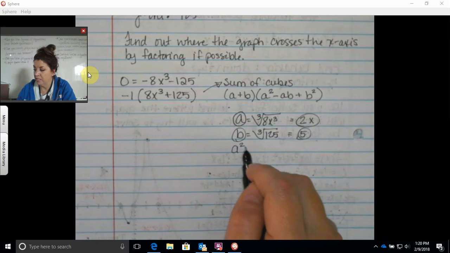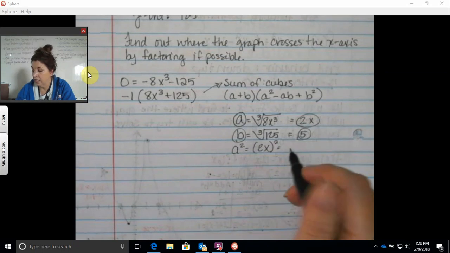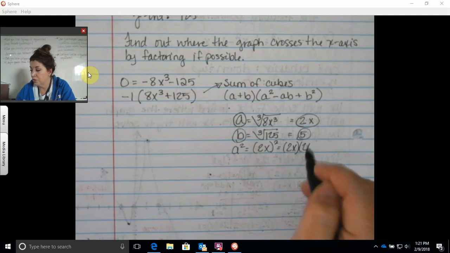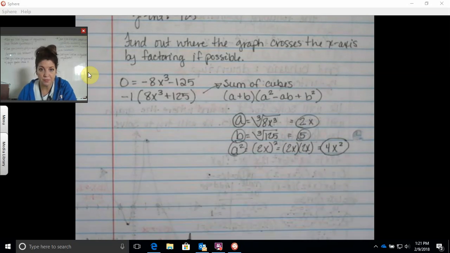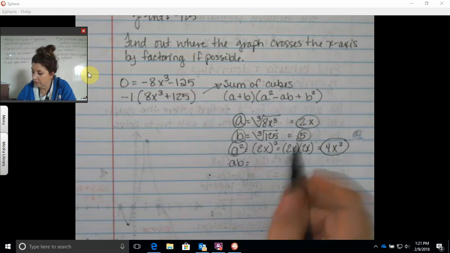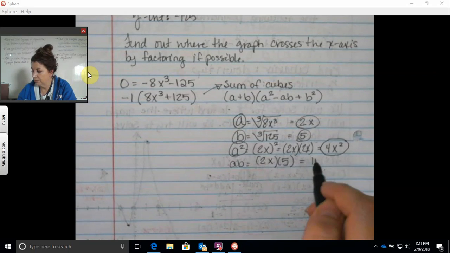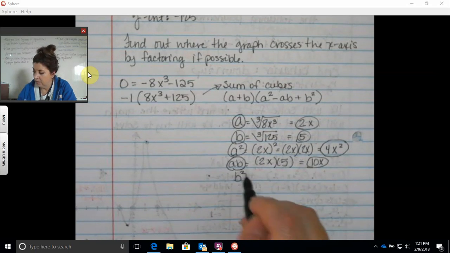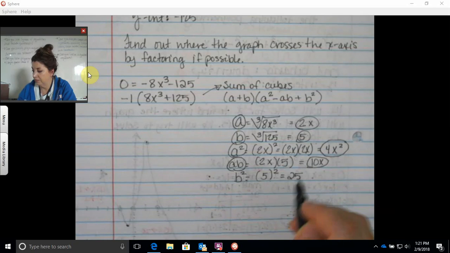A squared, be careful, this is the one we messed up. We found that A was 2x. So 2x squared is 4x squared. A lot of kids just say 2x squared or whatever. Remember, that means 2x times 2x, which 2 times 2 is 4, and x times x is x squared. So a squared is 4x squared. Then we have a times b. If a is 2x and b is 5, what's 2x times 5? 10x. And we have b squared. So if b is 5, 5 squared is 25.